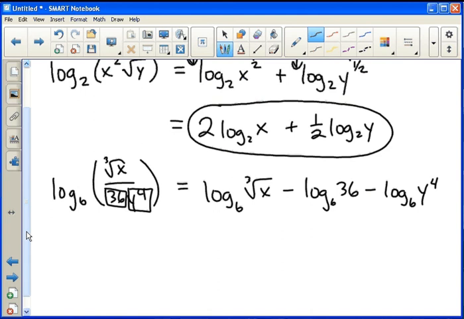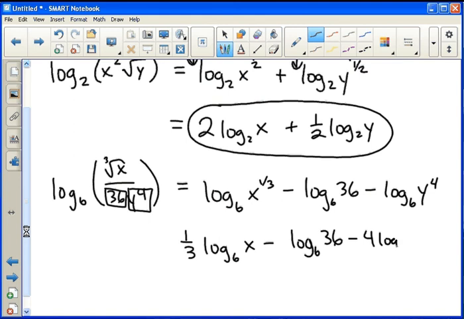So there we applied the first two properties. Now we'll apply the property that allows us to move the exponents. So I'm going to rewrite this x as x to the 1/3, because that's the same thing as the cube root. And then I get 1/3 log base 6 of x minus log base 6 of 36 minus 4 log base 6 of y.